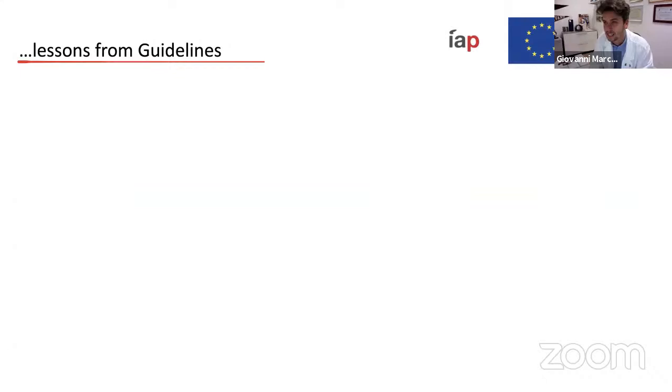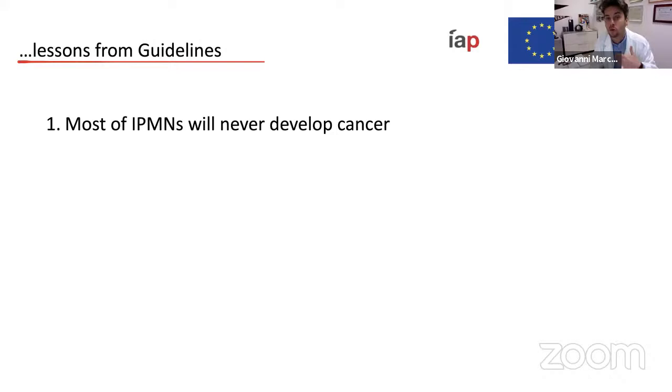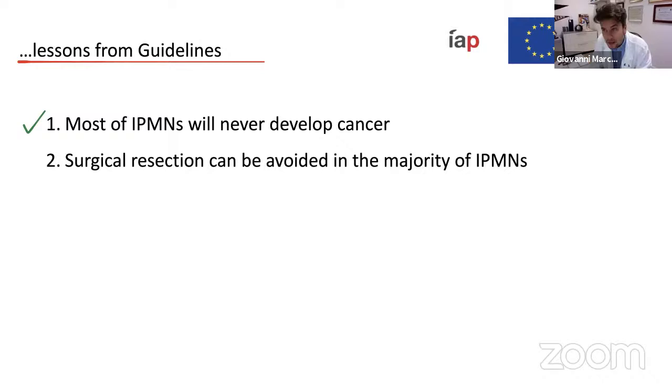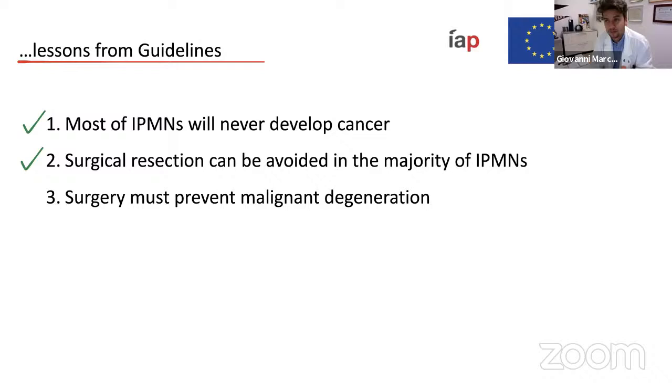And as a matter of fact, the lesson from the guidelines, if you try to summarize, is that most of the IPMN are not cancers and will never develop a cancer. Therefore, the surgical resection can be avoided in the majority of IPMN. The only tricky thing is finding out when to go for surgery. The surgery has a goal, and we know it, which is preventing the malignant degeneration. Remember the goal of finding high-grade dysplasia.